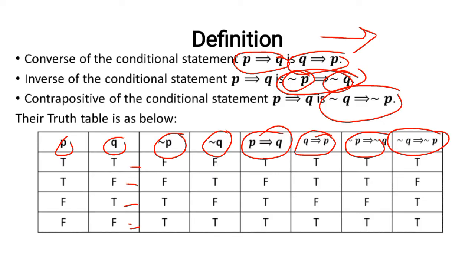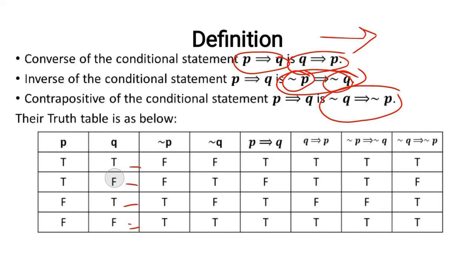Okay, I will show you how this last entry is gotten. First, because we need negation Q, we need to find negation Q, and we need to find negation P, as you can see here. Okay, so what is P? We know P is true. Negation of P when it is true is going to be false, as you see there.